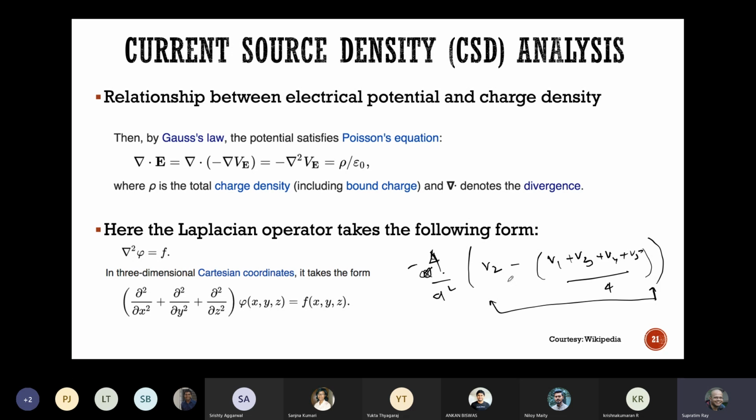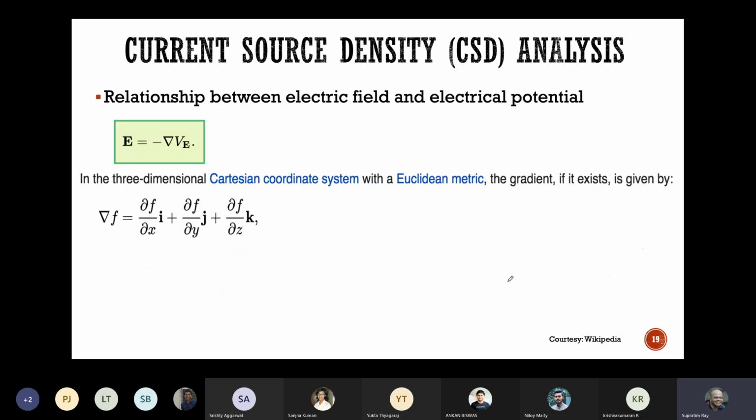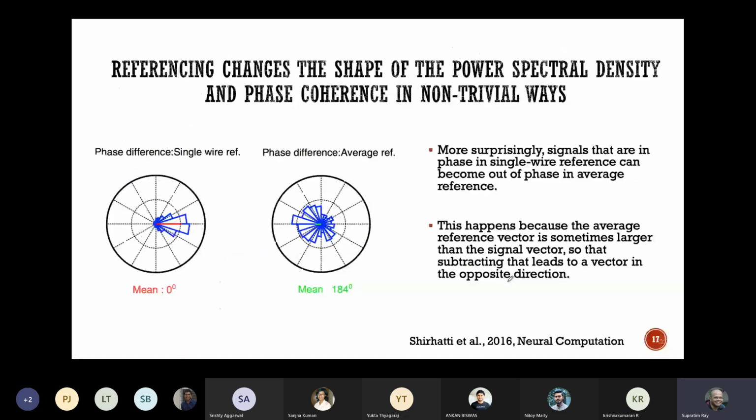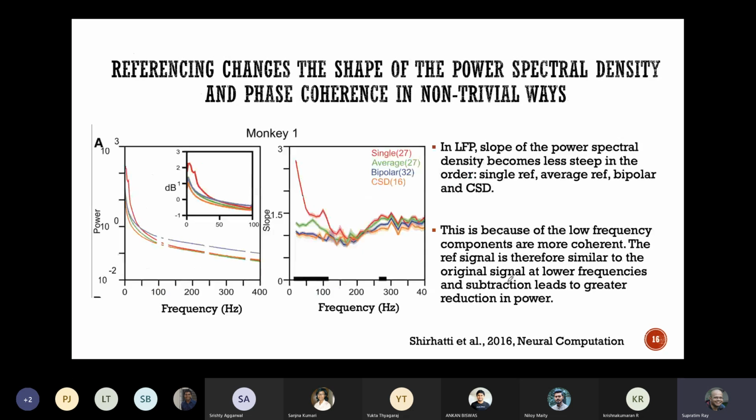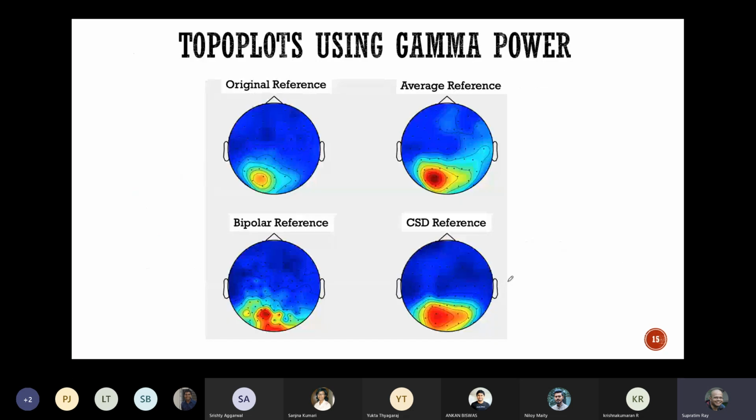Okay, in fact, you could compute that very easily, even using multi-taper. I believe there's an option to get the CSD reference as well. So it's just that for each electrode here, you just take the average of the four neighbors and subtract it, and you get the CSD estimate.